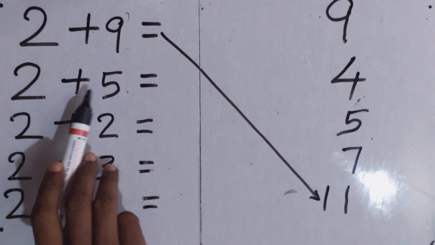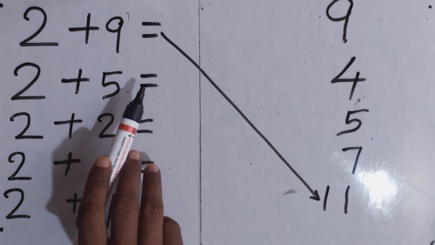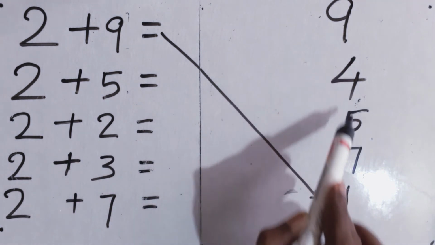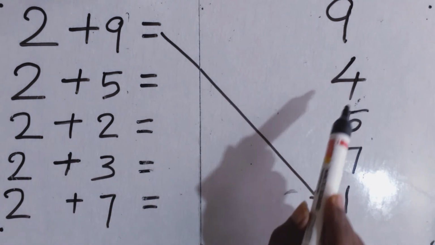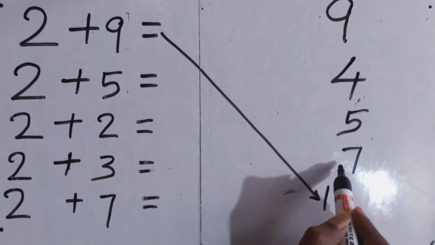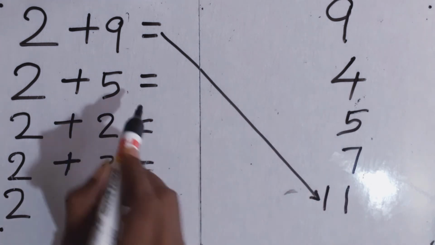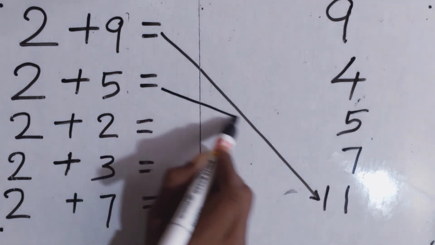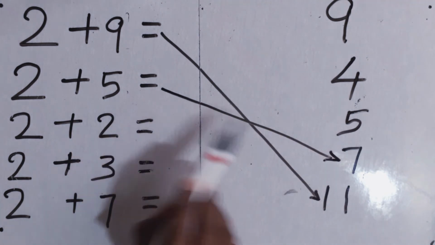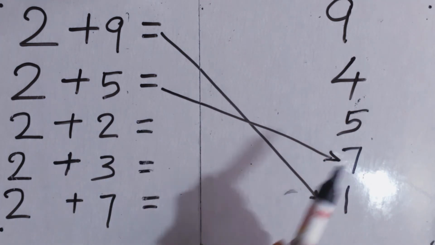Next, 2 plus 5. What is the answer? 2 plus 5 is equal to. Where is the answer here? You find out the answer. 2 plus 5 is equal to 7. Answer is here. You draw the line from here to here. You match the answer. 2 plus 5 is equal to 7.